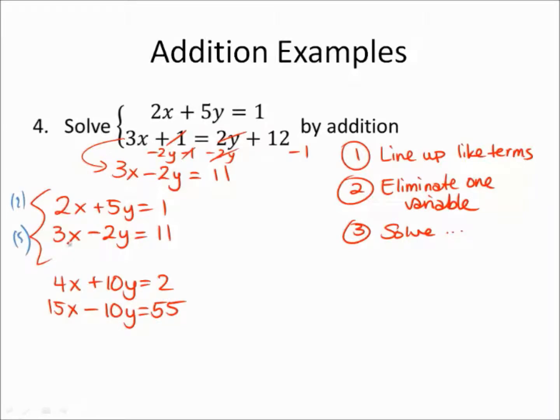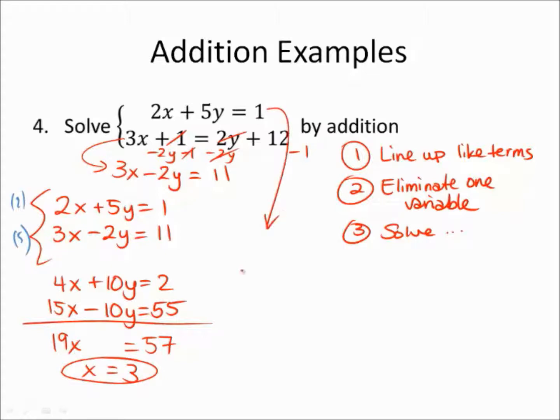Note that if you wanted your x's to disappear, you'd want to multiply your top by 3 and your bottom by -2 so that you'd have 6 minus 6. Let's continue with this option here. 15 plus 4 is 19x, 10 minus 10 is 0, and 55 plus 2 is 57. Let's see, does 19 go into 57? Yes, it does. It goes in 3 times. So x is 3. Now you can take any one of your equations and plug in to solve for y.